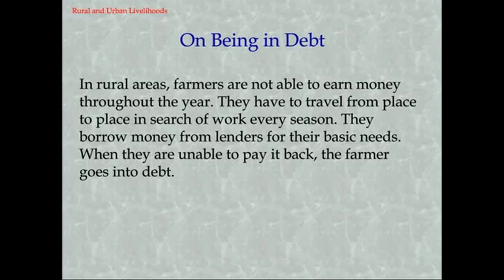On being in debt. In rural areas, farmers are not able to earn money throughout the year. They have to travel from place to place in search of work every season. They borrow money from lenders for their basic needs. When they are unable to pay it back, the farmer goes into debt.